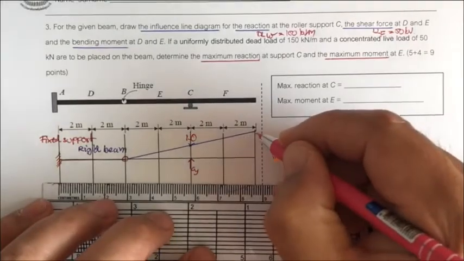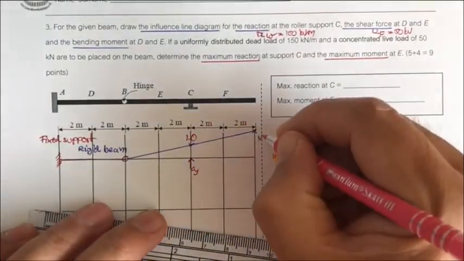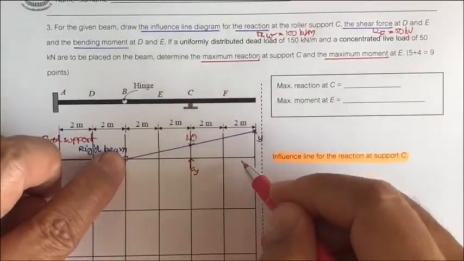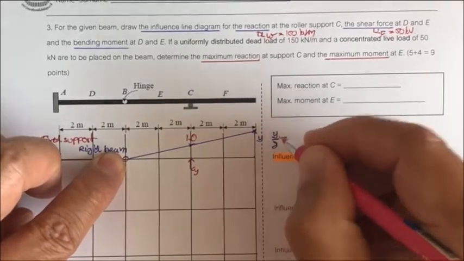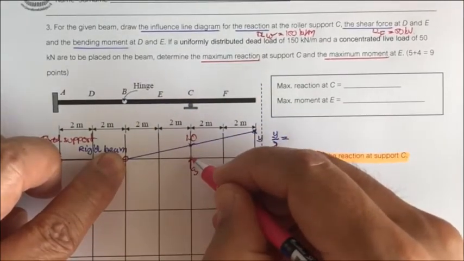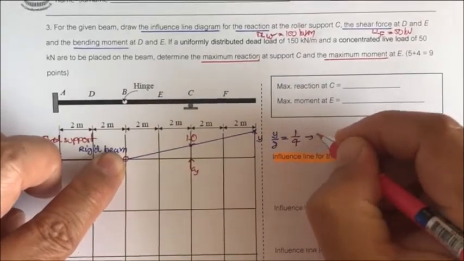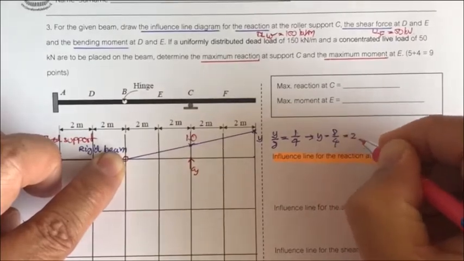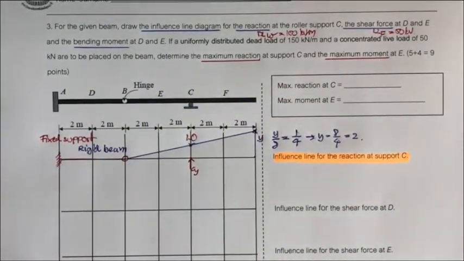And what is the coordinate of this? As you may know, if this is y, we will have y divided by 2, 4, 6, 8. y divided by 8 equals 1 divided by 2, 4, which is 1 divided by 4. So you get y equal to 8 over 4, which is going to be 2. That is the Müller-Breslau principle.